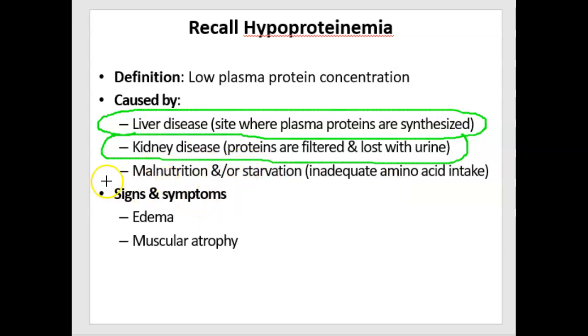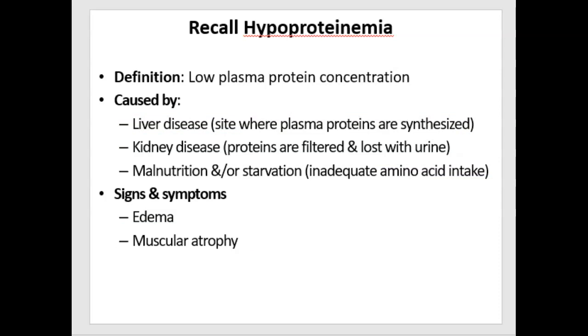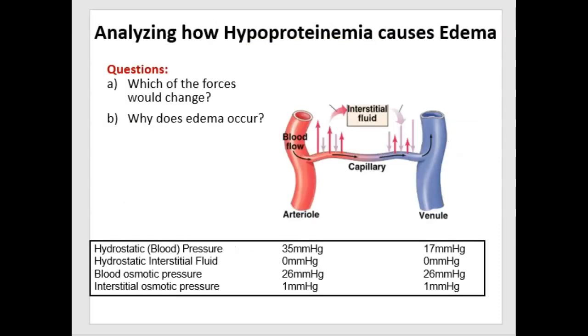But in our case, we're going to look at malnutrition, starvation, and in that case, you have lower amino acid intake. Again, you're going to see edema, but you'll also see muscular atrophy because there just isn't enough protein to keep the muscles in tone. All right, let's analyze what we learned about the forces in the capillary bed causing fluid movement and which forces change in hypoproteinemia and why does edema occur.